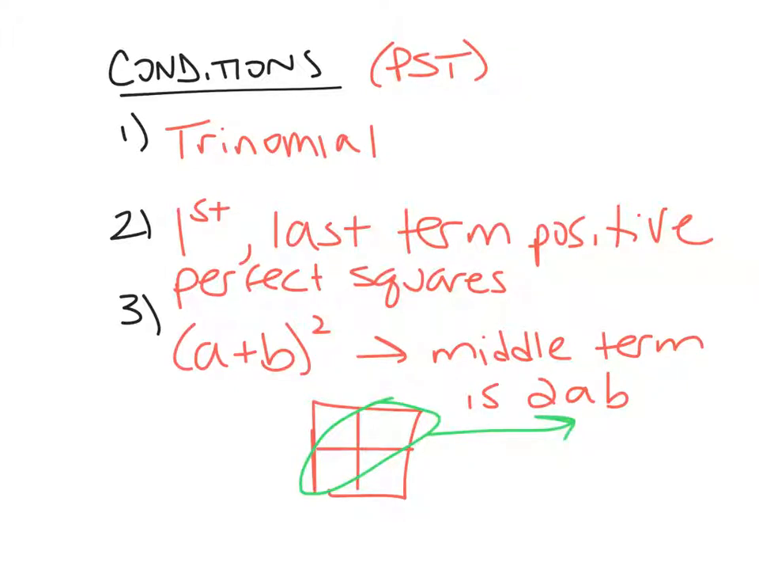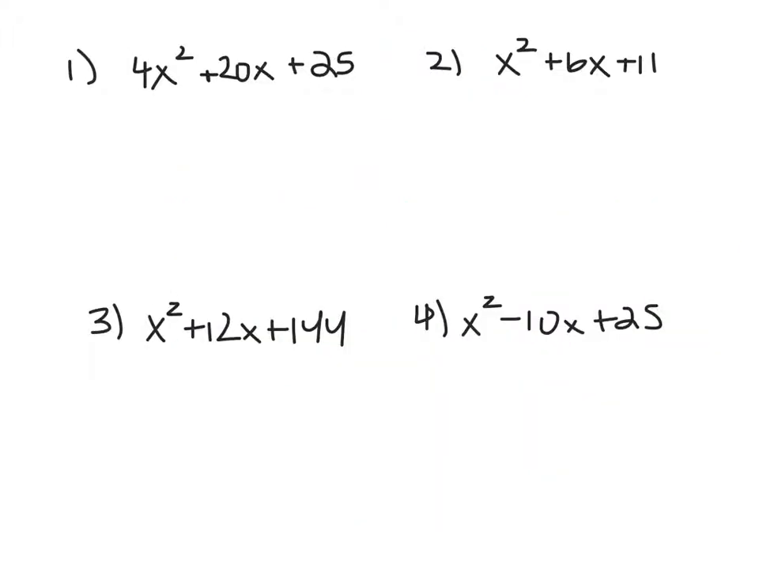This is another one of the many reasons why I like the area model, because what am I trying to do with the perfect square trinomial? I'm literally trying to make the sides a square. So let's look at some examples. In these examples, we're saying, are these perfect square trinomials or not?